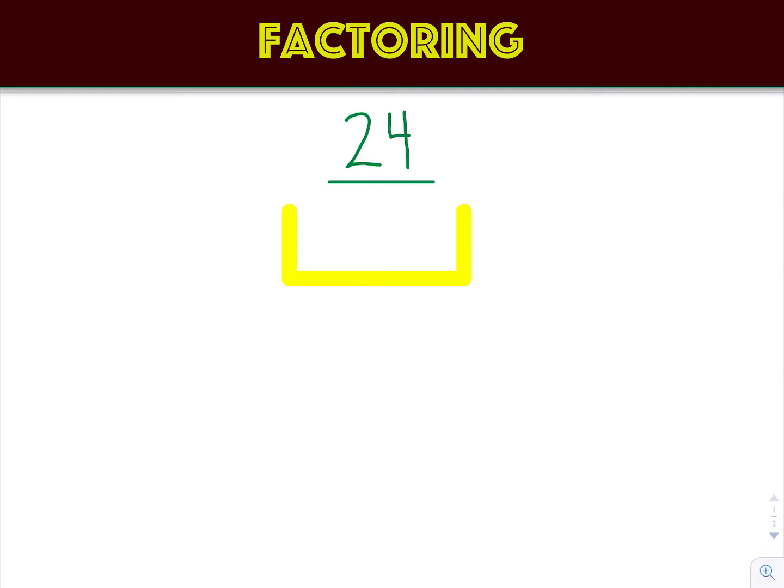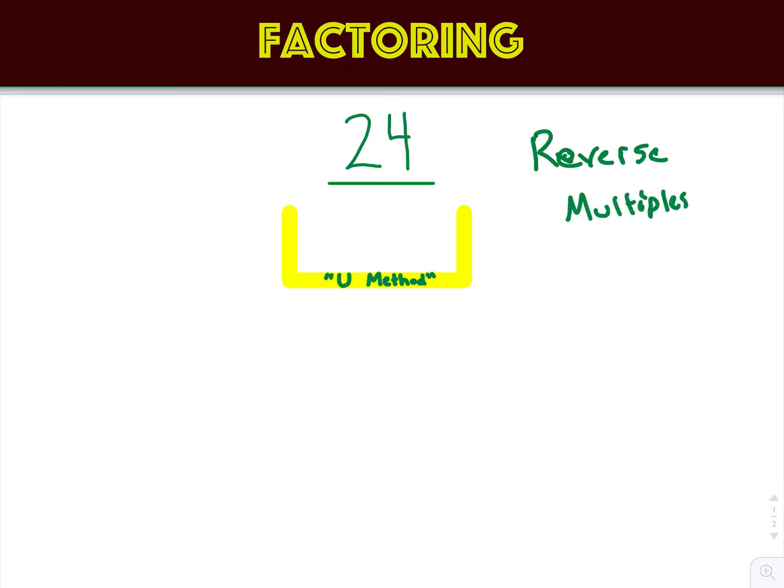So the first thing I want to talk about is a method I use to factor called the U method. And you'll see how this works as we go through. But basically, when we are factoring 24, or any number for that matter, we're trying to find reverse multiples. What I mean by that is we're trying to find all the numbers that, if you count them out as multiples, hit 24.